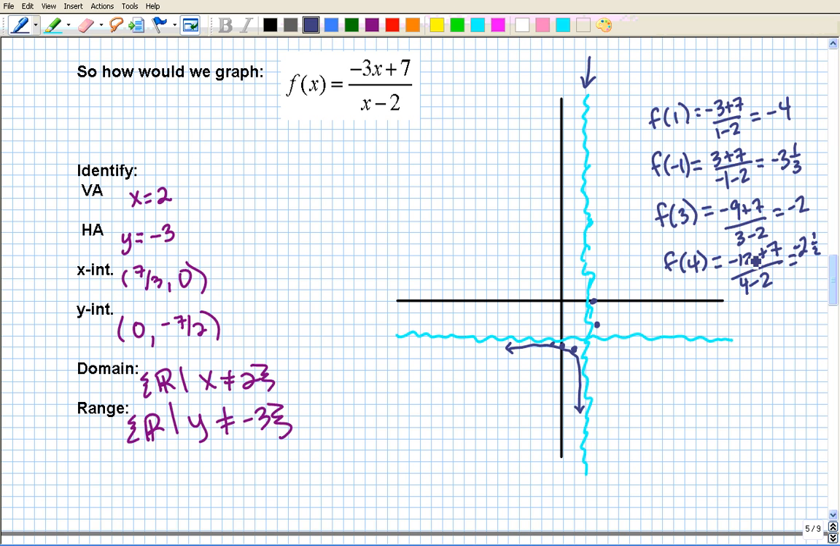So at the point 4, negative 2.5. 1, 2, 3, 4, negative 2.5. So there's the other part of the hyperbola. And you'll always want to kind of reach towards, as you draw on the rest of it here, get it close to that asymptote. Don't necessarily draw on it, but just get close to it.